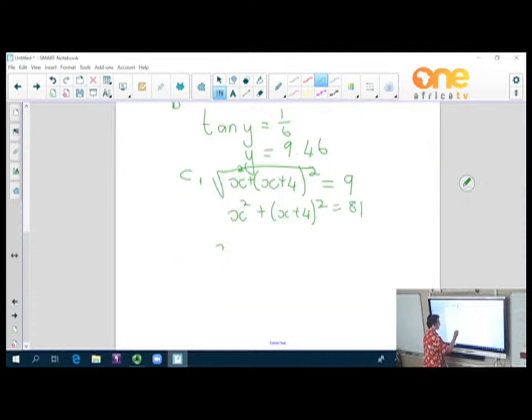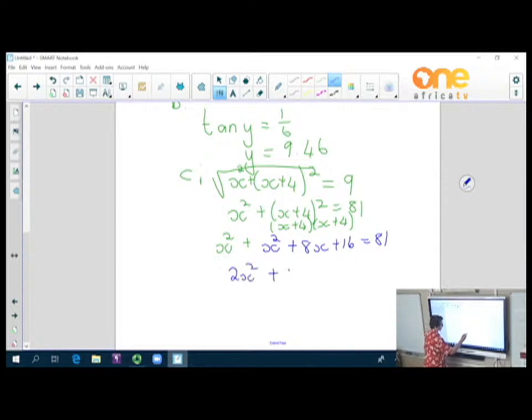Now I'm going to solve it here. Remember, this means x plus 4 times x plus 4. Don't leave that step out, then you're going to make mistakes. So it's x squared plus 8x plus 16, which is equal to 81. And now we can just bring that one over here. I have 2x squared plus 8x plus 16 minus 81.